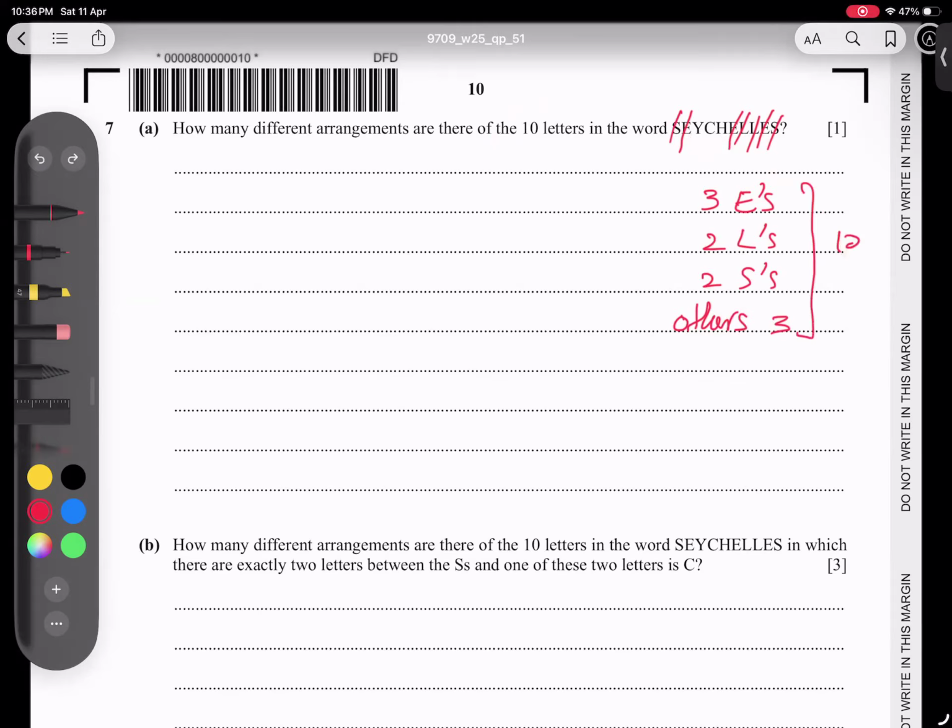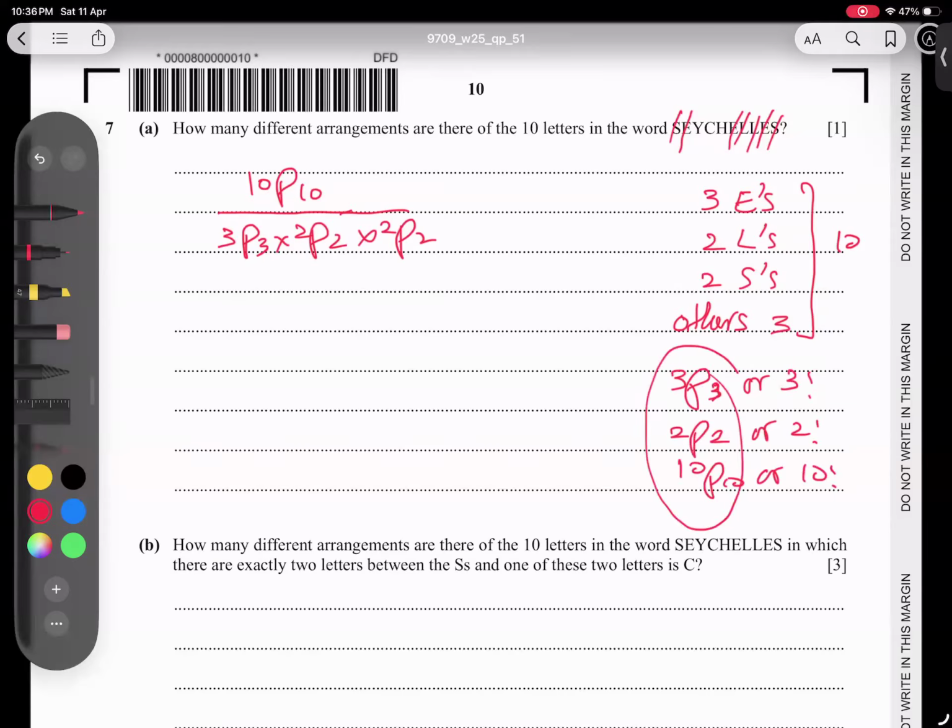So what is said for different arrangements? So 10P10 divided by, because repeating letters are there, 3P3 into 2P2 into 2P2. And for your information, 3P3 we can also write as 3 factorial, 2P2 we can write as 2 factorial, and 10P10 we can write as 10 factorial. So if the upper number and lower number match, we can write factorial even. So this is done. And the answer of this question is 151200. I hope the point is very clear.